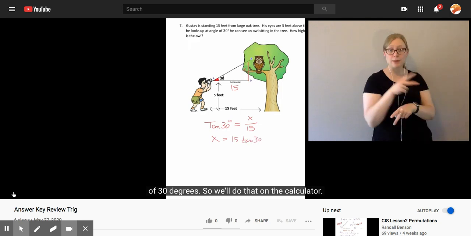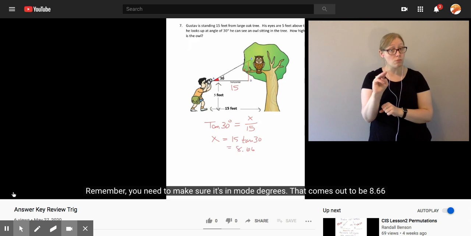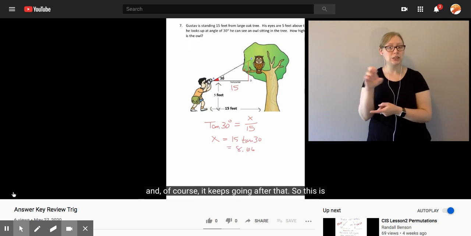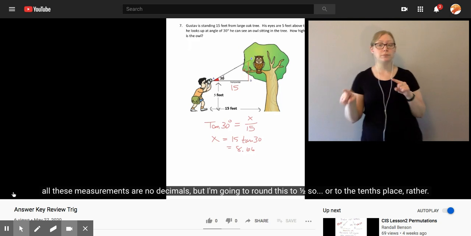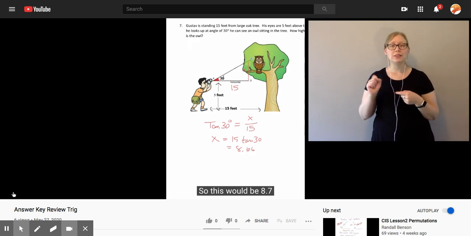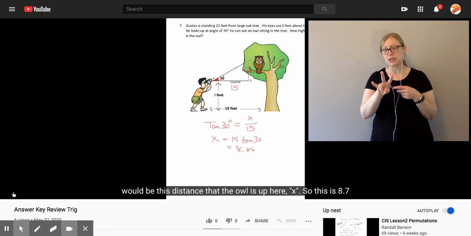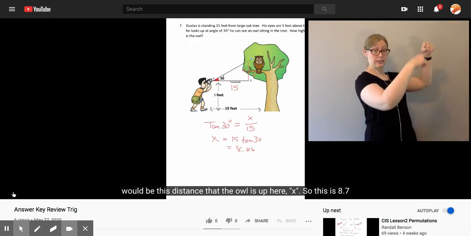So we'll do that on the calculator. Remember, you need to make sure it's in mode degrees. That comes out to be 8.66, and of course it keeps going after that. All these measurements are in no decimals, so I'm going to round this to the tenths place. So this would be 8.7, the distance that the owl is up here, x. So this is 8.7.